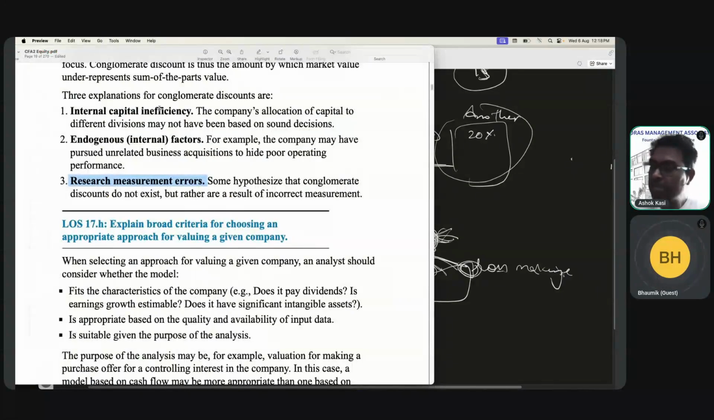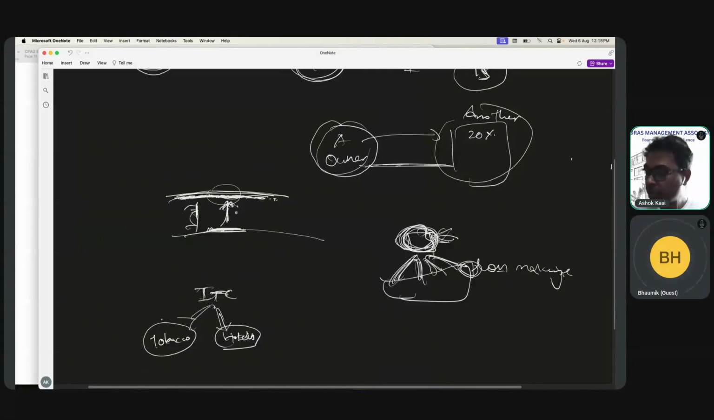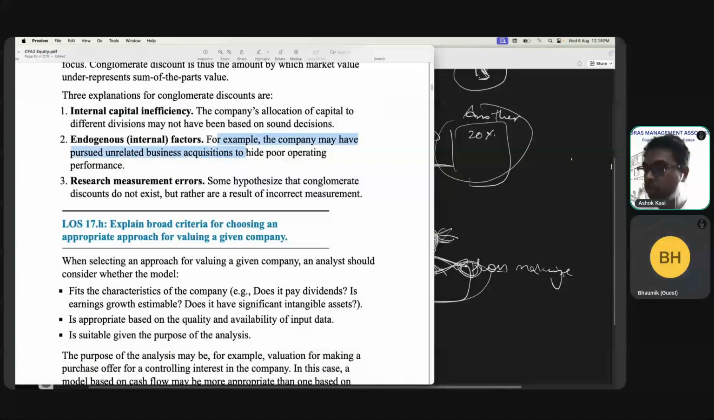So three explanations for conglomerate discounts: internal capital inefficiency, endogenous factors. For example, the company may have pursued unrelated businesses. One management cannot manage these two, since skills are different. One Mukesh Ambani cannot be skilled in every business that he is doing. So that's why the market is not going to value it highly. Then research measurement errors.